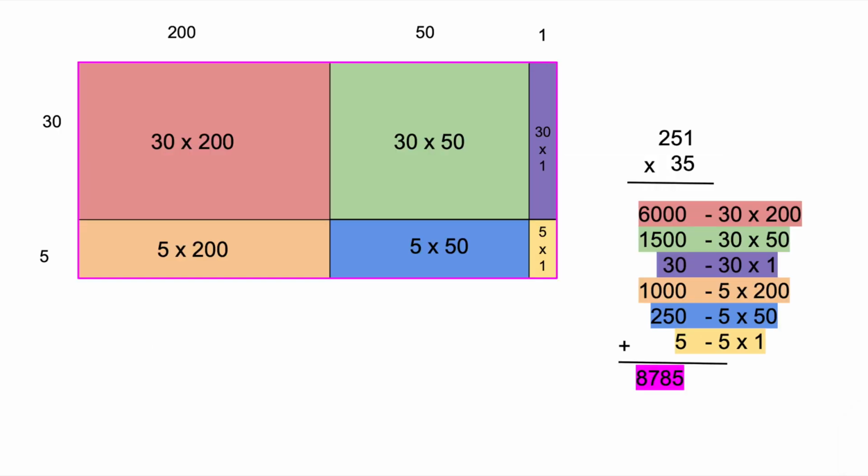So here's where we start to solve the problem, and we have them once again in color code to actually show what part is being shown and how we got the answer and what the answer equals to each corresponding box. So we have the red box is 6000, we have the green box, which is 1500, purple box is 30, the orange box is 1000, the blue box is 250, and then we have our yellow box as 5.